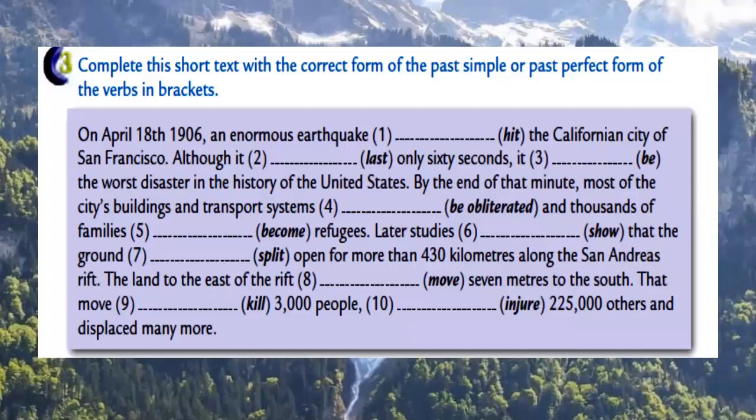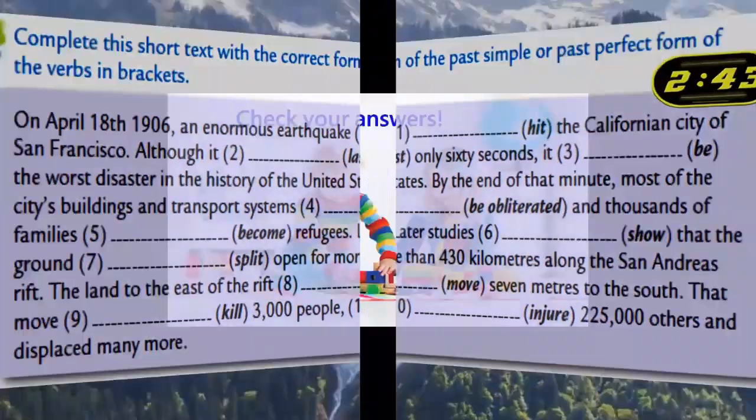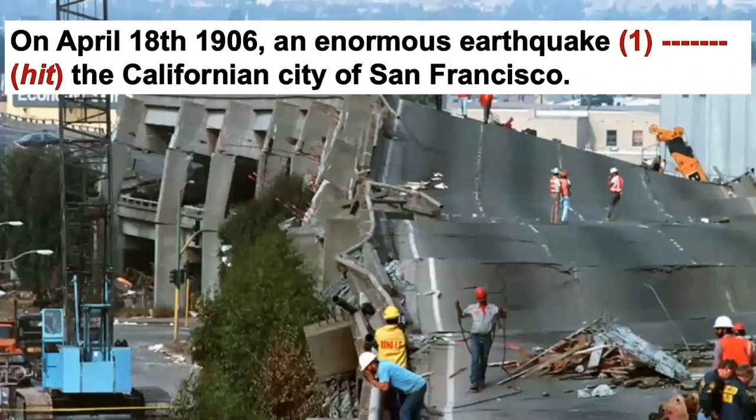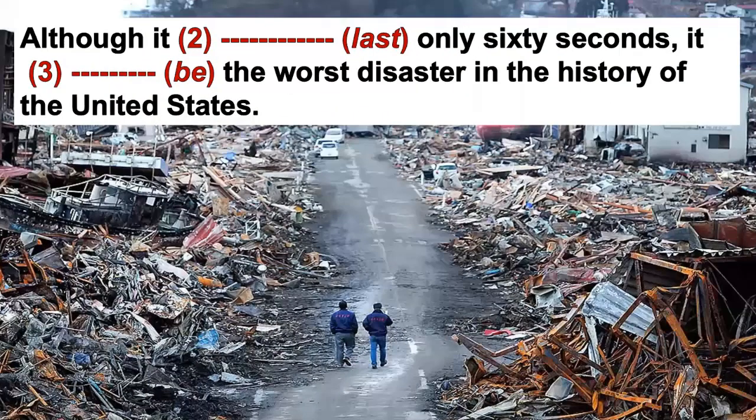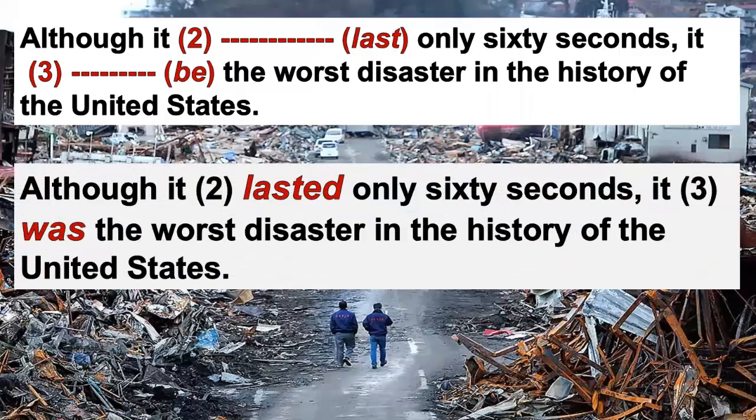Now exercise number 3. Complete this short text with the correct form of the past simple or past perfect form of the verbs in brackets. Now let's check your answer. On April 18th, 1906, an enormous earthquake hit the Californian city of San Francisco. Though it lasted only 60 seconds, it was the worst disaster in the history of the United States. The answer here is lasted and was.